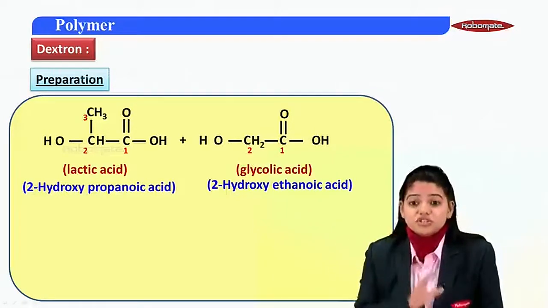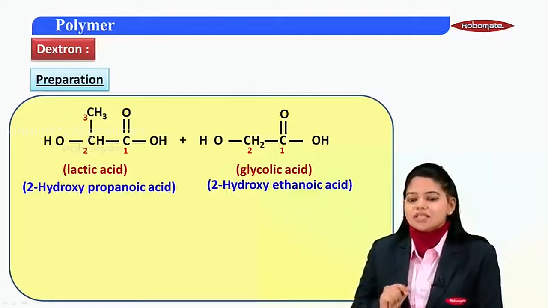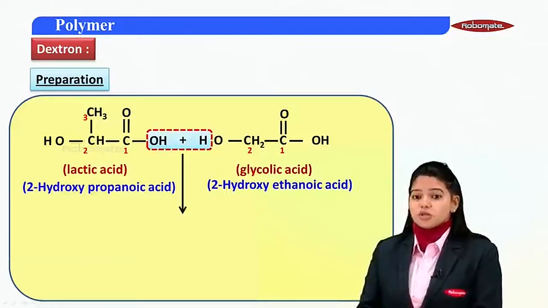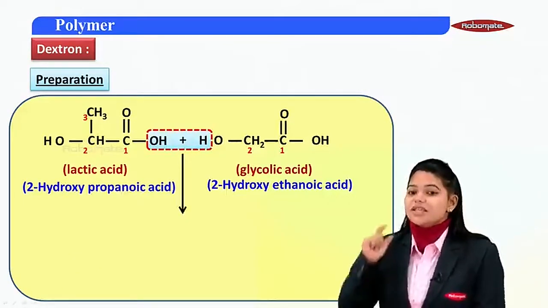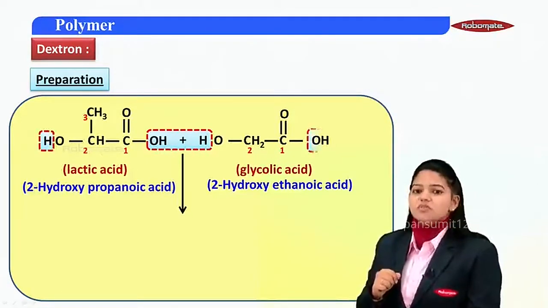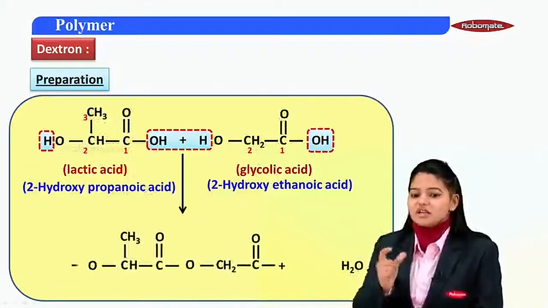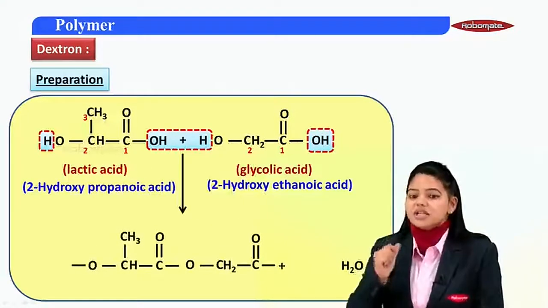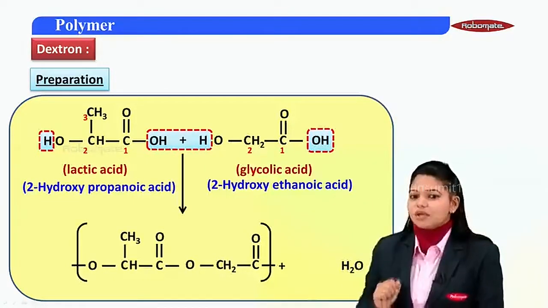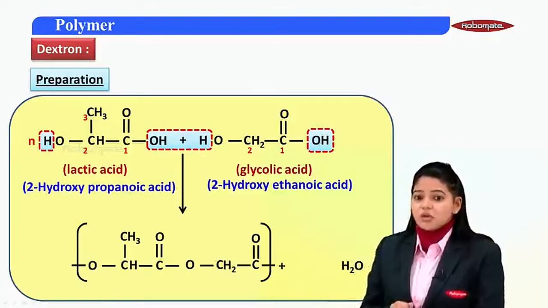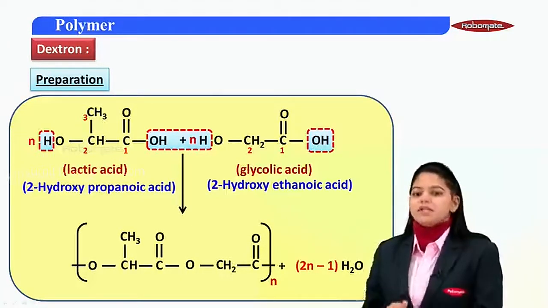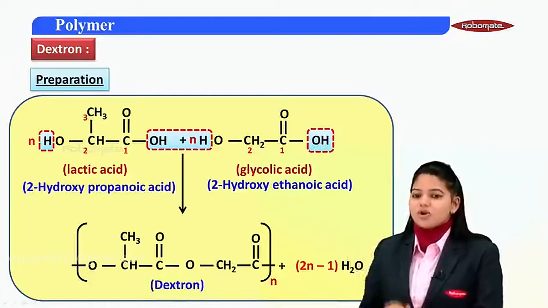So when we add these two monomers, lactic acid and glycolic acid, in equimolar solution, what do we get? There is an elimination of a water molecule. It is a condensation polymerization, and a water molecule is eliminated. So H2O is removed, and what do we get? A chain of O, CH, CH3, C double bond O, O, CH2, C double bond O. This is the chain we get. When we take n number of such units, we get a big molecule with 2n minus 1 water molecules eliminated. This big molecule which is formed is called Dextron.